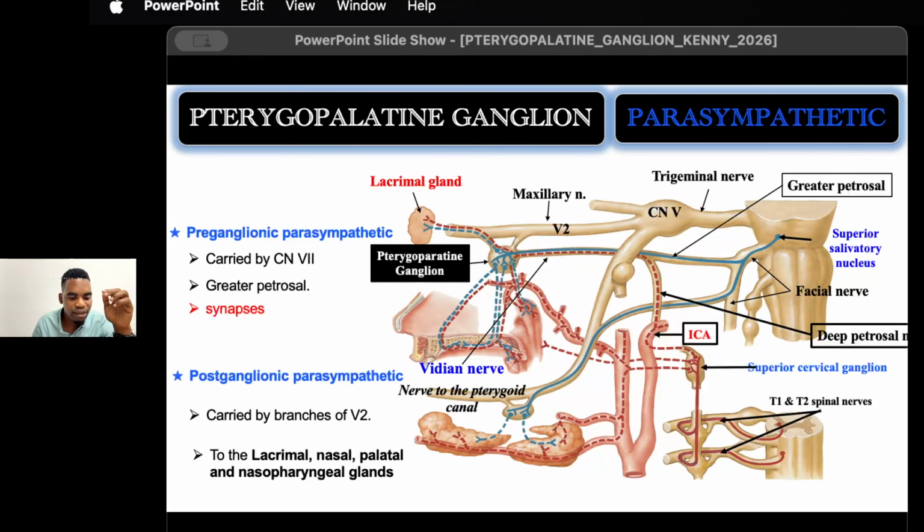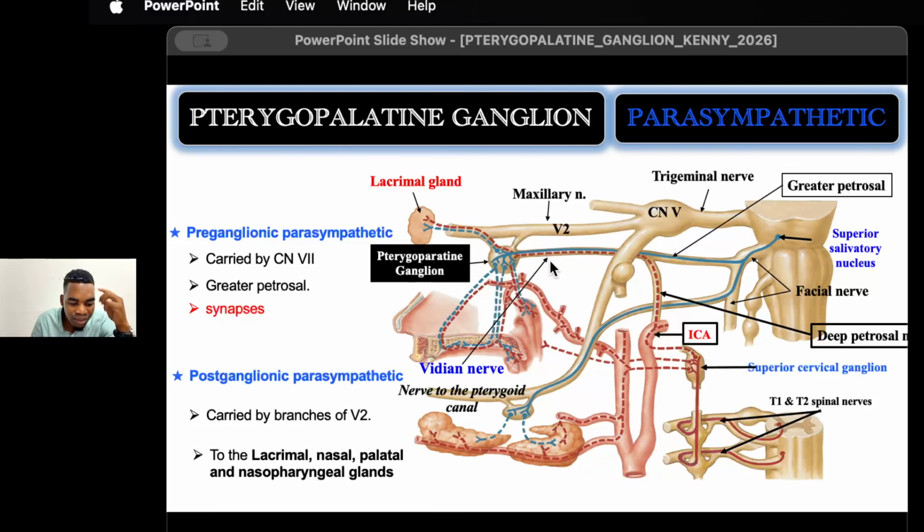Next, let's see the parasympathetic fibers. Now the parasympathetic fibers are coming from the facial nerve, and from the facial nerve they're being carried by the greater petrosal nerve. And the greater petrosal nerve is going to join the deep petrosal nerve. The deep petrosal nerve, we haven't discussed it, but it is carrying the sympathetic nerve fibers, and then they are going to combine, the greater petrosal and the deep petrosal. They are joining together to form the nerve to the pterygoid canal. This nerve is called the Vidian nerve.